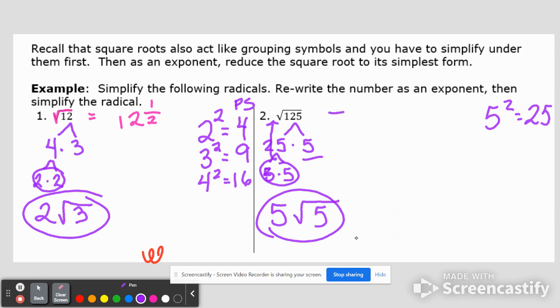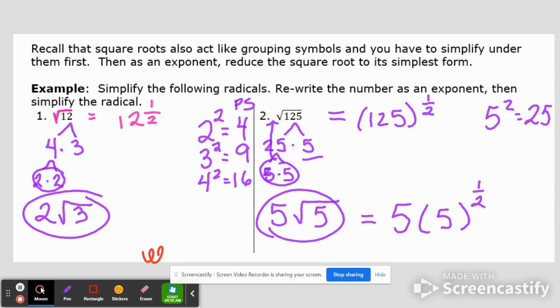And if you're wondering how I would write that as an exponent, my original problem would have been written as 125 to the 1/2 power. If you're wondering how I would have written my answer as an exponent, the coefficient is 5, so it's going to be left alone. But instead of a square root, I'm going to use parentheses around that second 5 because the second 5 is the only thing being taken to the 1/2 power. All right.